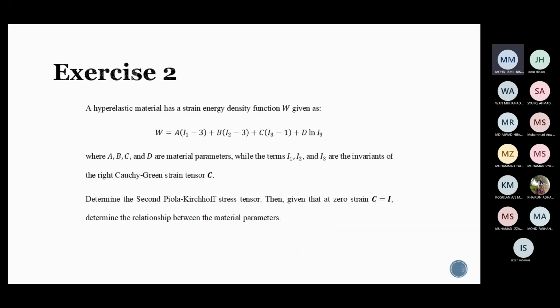Okay, so I again leave it to you, exercise 2, for you to try later at home. Okay. So that's it for today's lecture, and that's the end of our class.